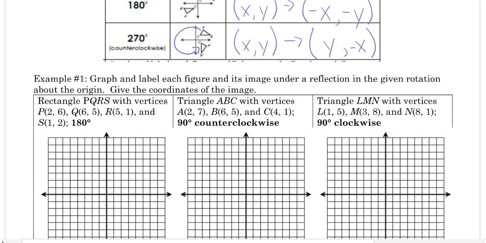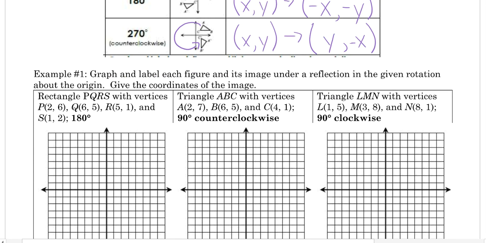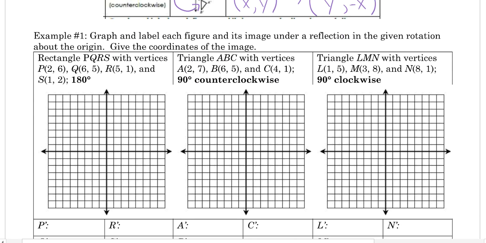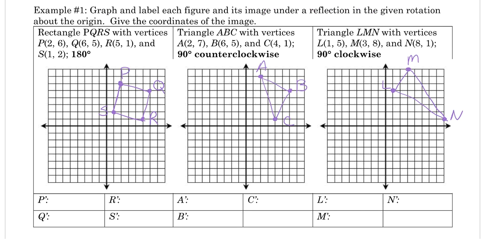So looking at example 1, we're going to graph and label each figure and its image under a given rotation about the origin. Okay, so go ahead right now and graph the pre-images, so rectangle PQRS, triangle ABC, and triangle LMN. Go ahead and graph those 3, and then we will come back and I will talk through how we are going to rotate those. Okay, so hopefully you were able to graph your pre-images accurately and make sure that you're labeling them with the values of P, Q, R, S, A, B, C, and L, M, N.